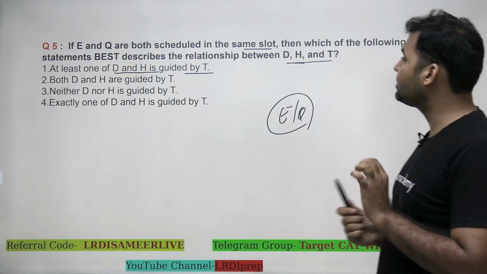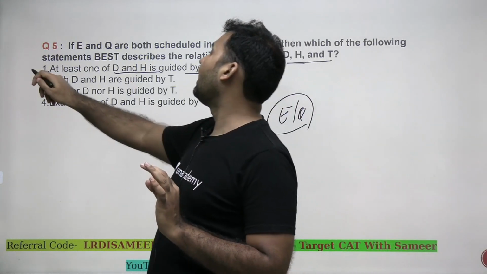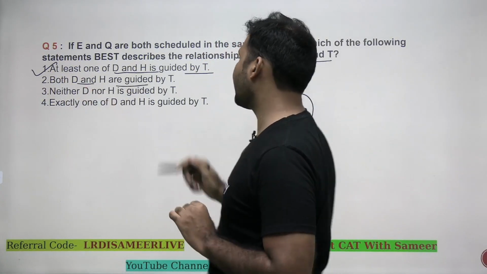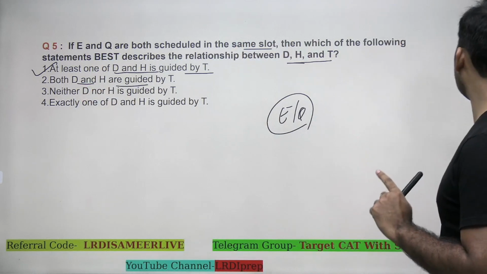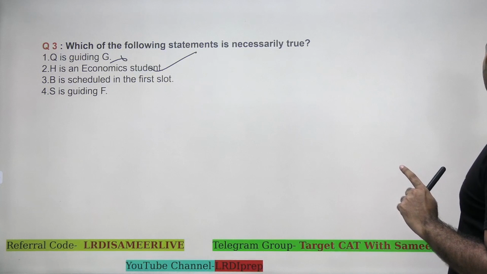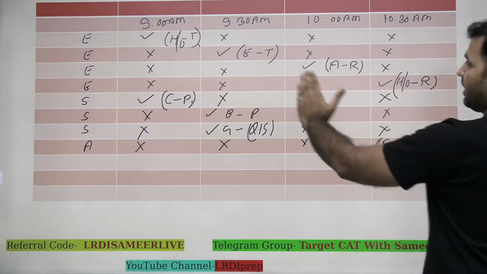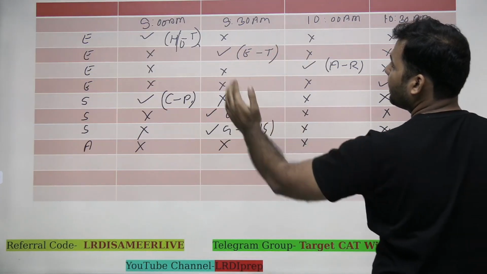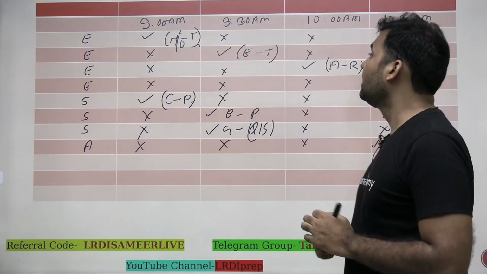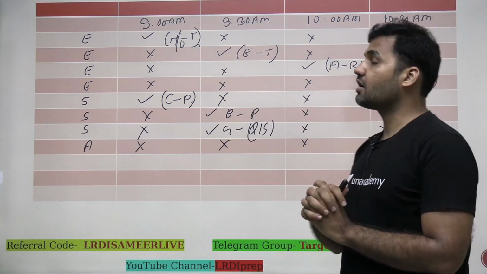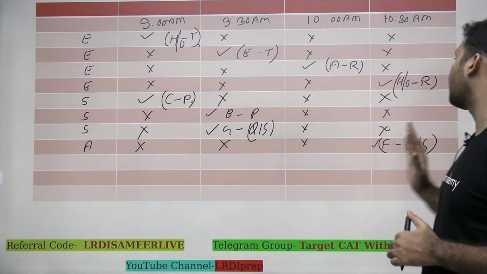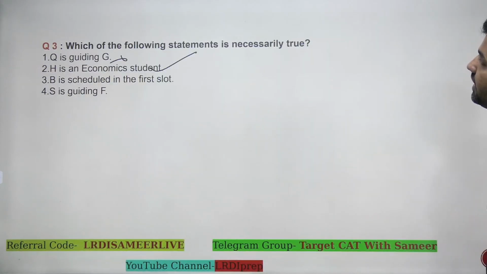And this is what we need to find out. Which of the following best describes the relationship between D, H and T? At least one of D and H is guided by T. That's correct. Both D and H are guided by T? No, that's wrong. Why is it wrong? Because in this particular case, when I'm placing E here, Q here, one of D and H will be coming here, not both D and H. So you cannot say definitely that both D and H will be guided by T. Either one of D and H will be guided by T, right?